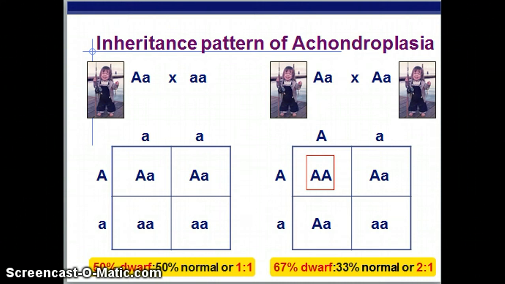Now, if you look at the percentages or the ratios, you actually see a 2-to-1. That is because the homozygous dominant is actually lethal. Those individuals do not live. So, really, you only get a 2-to-1.